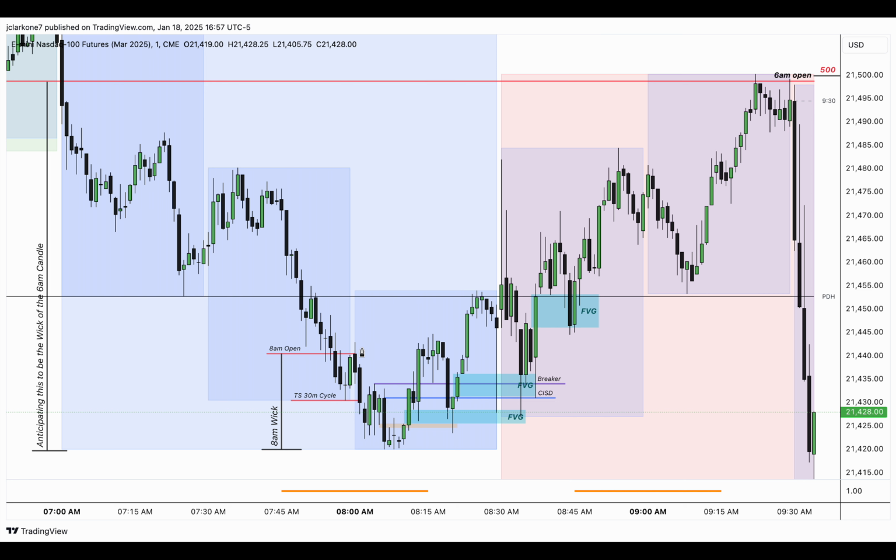So we're also below the 8 a.m. open, okay? That's the 8 a.m. open. We formed the wick. We're thinking that's the wick, okay? That's the 8 a.m. wick. We want to be in on that. Same thing here. That's the 6 a.m. wick.